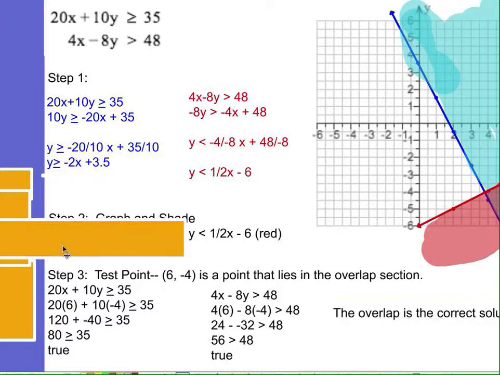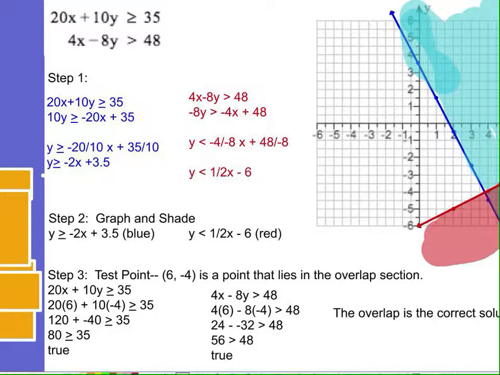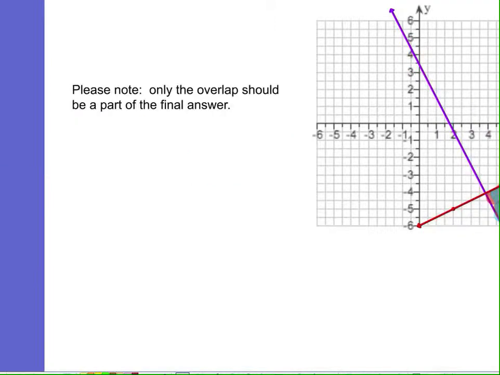Since both inequalities turn out to be true, I know that that point is in the correct region. So once again, in my final graph, I only include overlap right there.